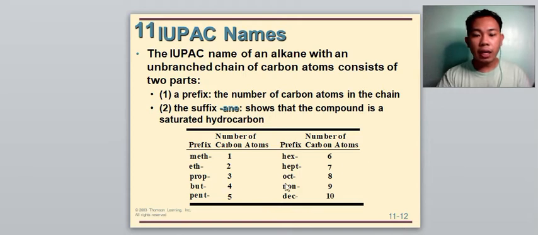This table gives the prefixes used to show the presence of 1 to 10 carbon atoms. As you observe, the number of carbon atoms present in your compound gives you a specific prefix, which is meth if 1 carbon, eth if 2, prop if 3, but if 4, pent if 5, hex if 6 carbon atoms, hept if 7, oct if 8, non if 9, and dec if 10.